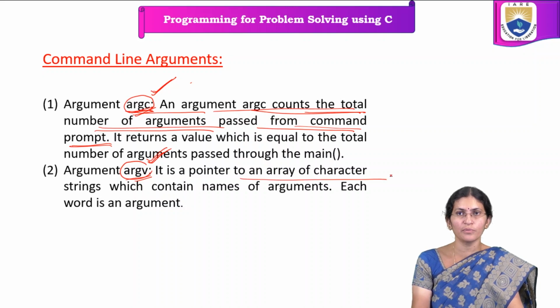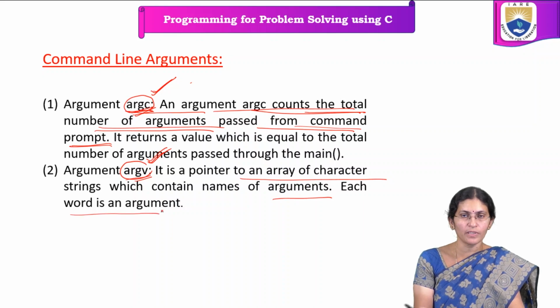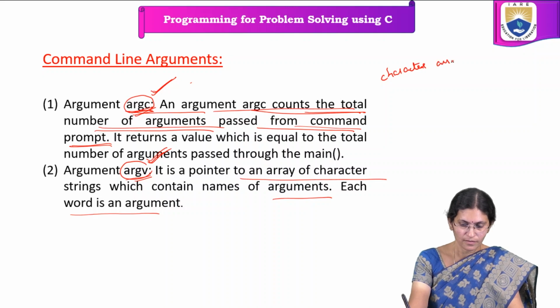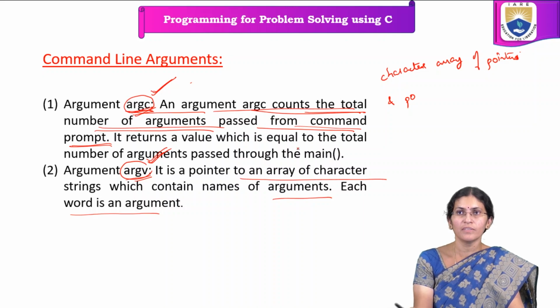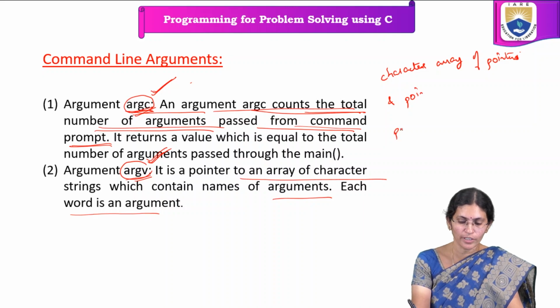ARGV is the argument vector. It is a pointer to an array of character strings which contains the names of the arguments, where each word is an argument. ARGV is a character array of pointers, and each pointer points to a character array.